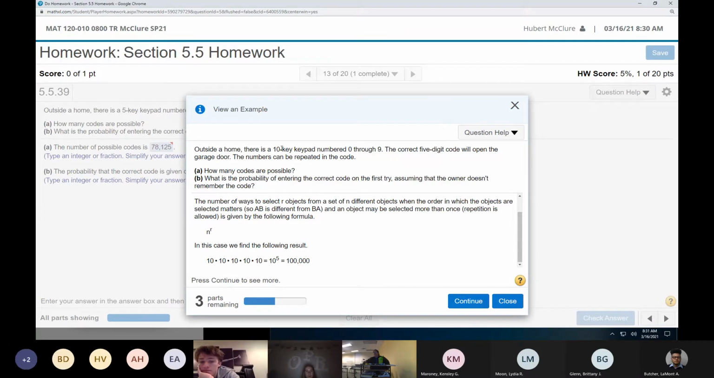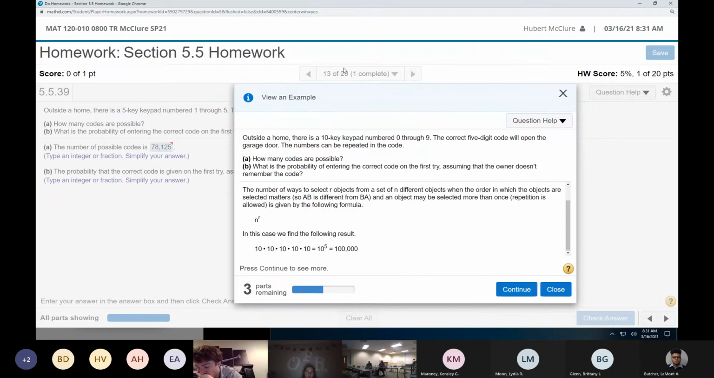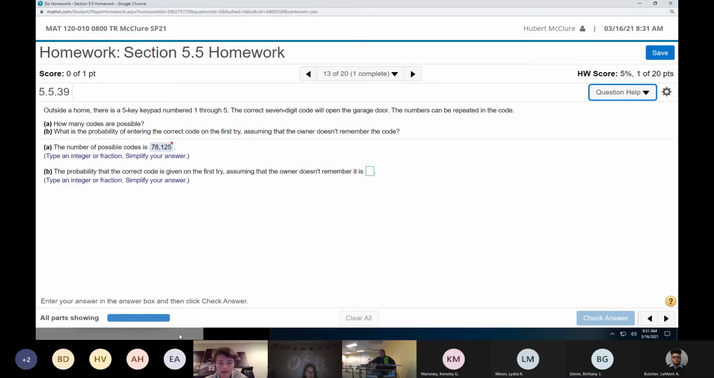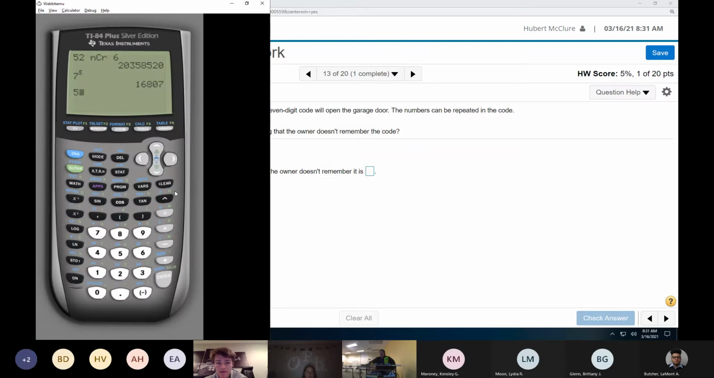Outside of home, there is a 10-key keypad. No, we did like 7 to the 5, they did theirs like 5 to the 7, pretty much. Okay, we did it backwards. Sorry, 5 to the 7th. Try 5 to the 7th. 5 raised to the 7th power. Is that it? Yeah. Okay, I'm sorry, I did it backwards.